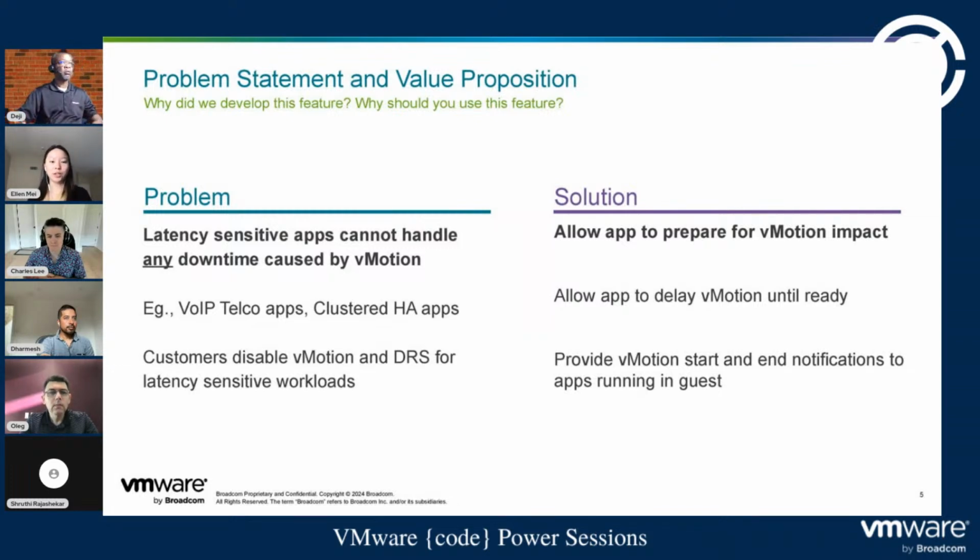The vMotion notification feature was developed to support the class of highly latency-sensitive applications. Now, by utilizing the vMotion notification, an application can know when a vMotion is going to occur and take necessary steps to handle that impact. And the application will be able to delay the vMotion until it's prepared for it.